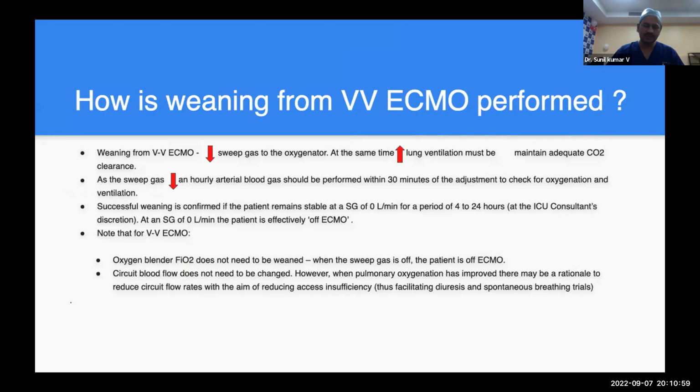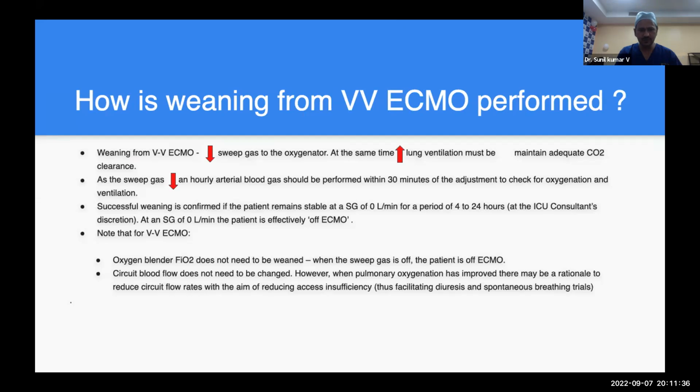So next would be how to wean from VV ECMO. Usually, weaning from VV ECMO can be done by reducing the sweep gas. At the same time, you have to increase the lung ventilation from the ventilator settings to maintain adequate carbon dioxide clearance. While decreasing the sweep gas, hourly ABG is to be done to check for oxygenation as well as ventilation.